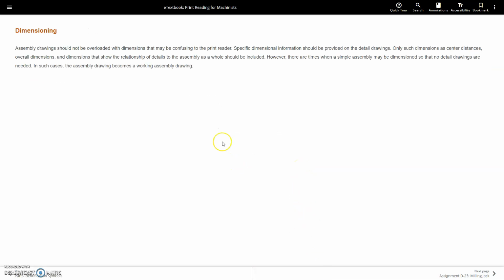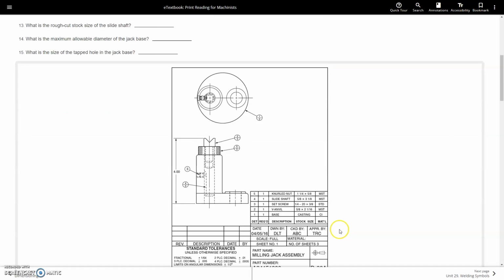So, dimensioning. Assembly drawings should not be overloaded with dimensions that may be confusing to the print reader. Specific dimensional information should be provided on detailed drawings. Only such dimensions as center distances, overall distances, and the dimensions that show the relationship of details to the assembly as a whole should be included. However, there are times when simple assemblies may be dimensioned so that no detailed drawings are needed. In such cases, the assembly drawing becomes a working assembly drawing. And then this would be your assignment.